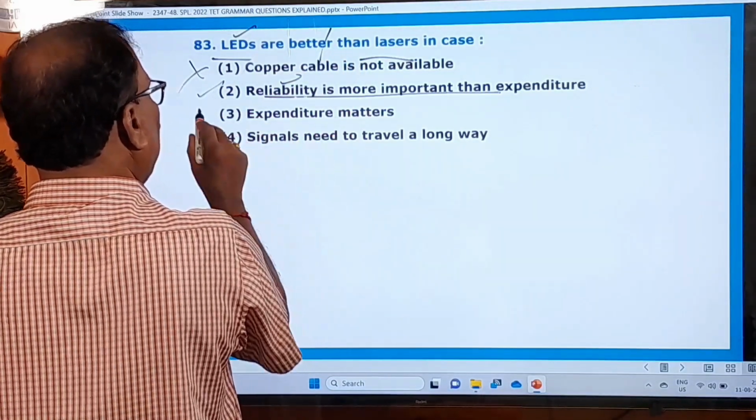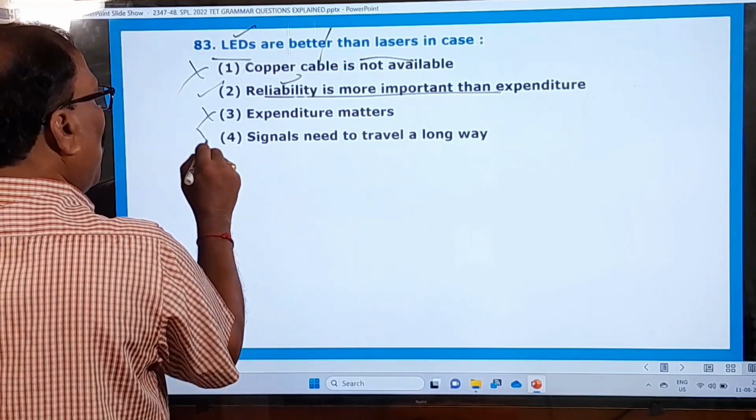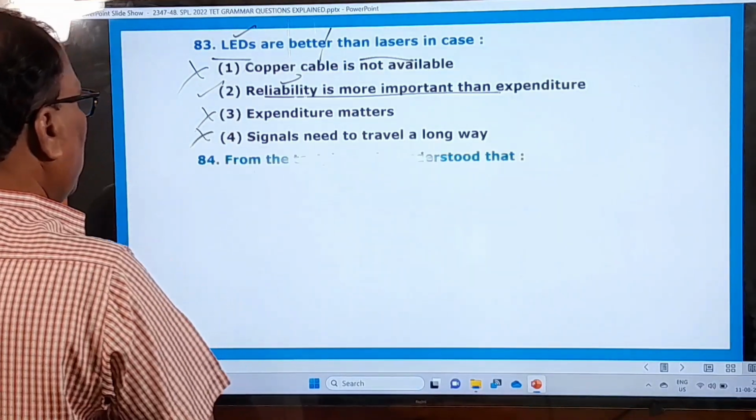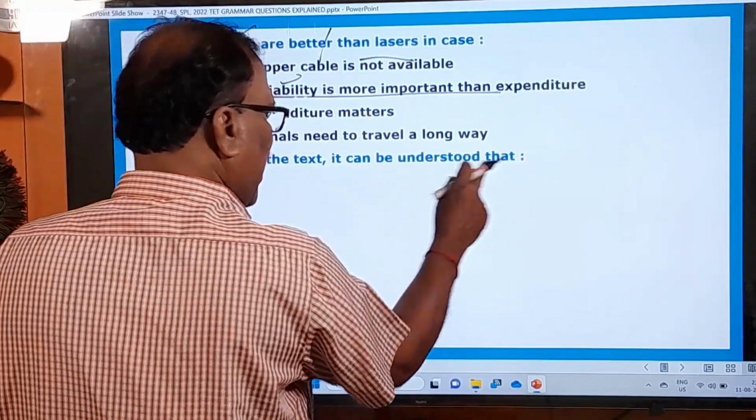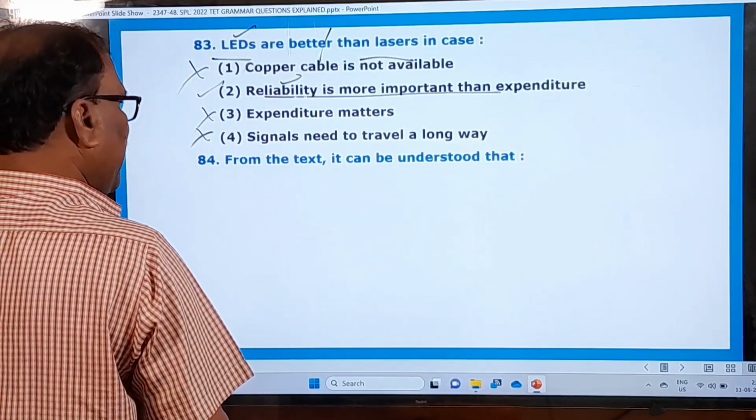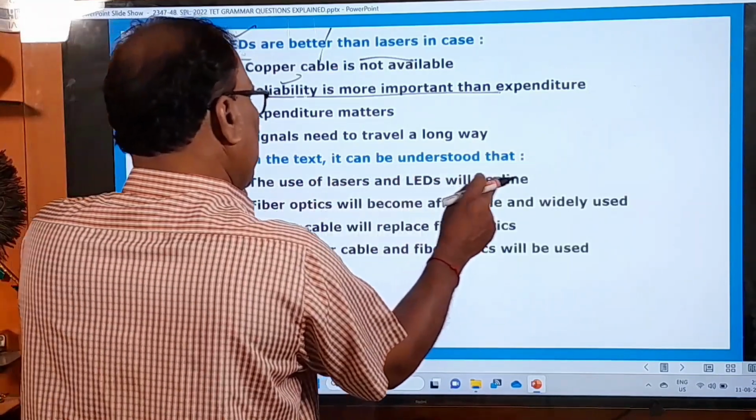And the expenditure matters. No. Signals need to travel a long way. No. So this is there. And the 84th one is there. From the text it can be understood that. What is to be understood from the text? The use of lasers and diodes, LEDs, will decline.